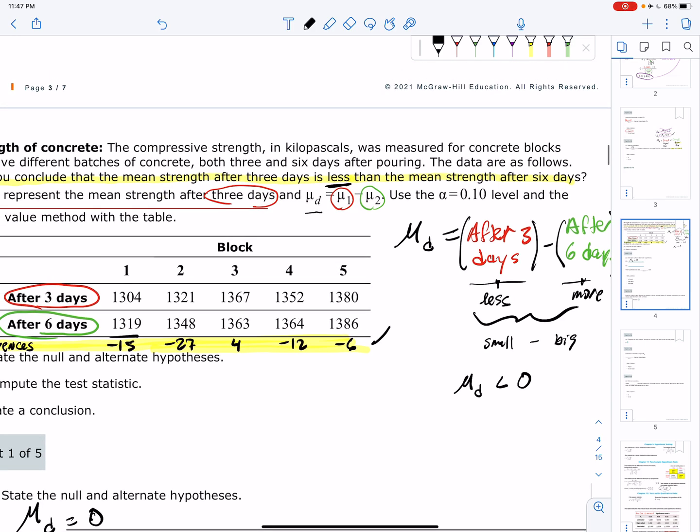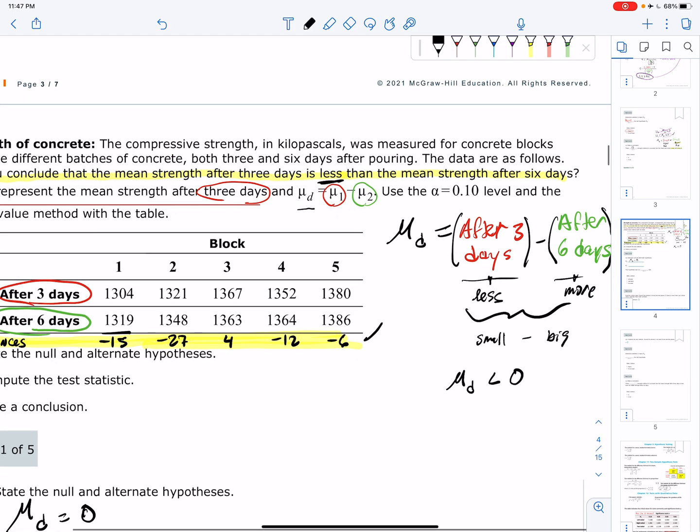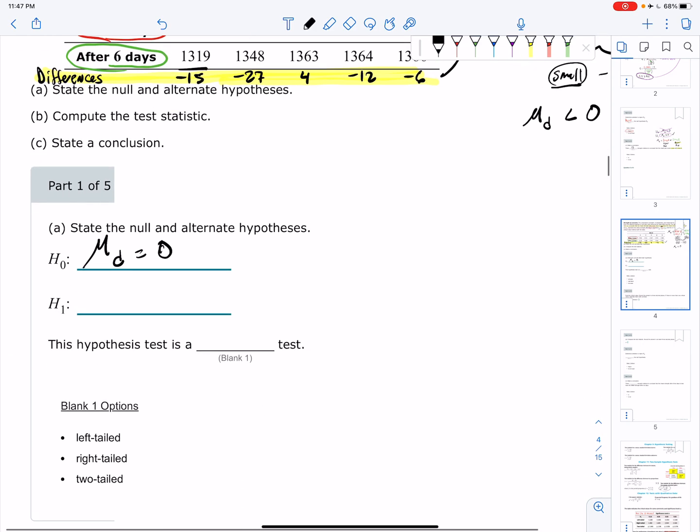So let me say this again. It says, can you conclude that the mean strength after 3 days is less than the mean strength after 6 days? So can you conclude that it's less after 3 days, which means it's more after 6 days? That means that this is a small number minus a big number, like 4 minus 10. That's going to give us a -6, something that's less than 0. So see where I'm going with this? I'm going with a sore throat is where I'm going with this. So that gives us our alternate hypothesis. Therefore this is going to be a left-tailed test.